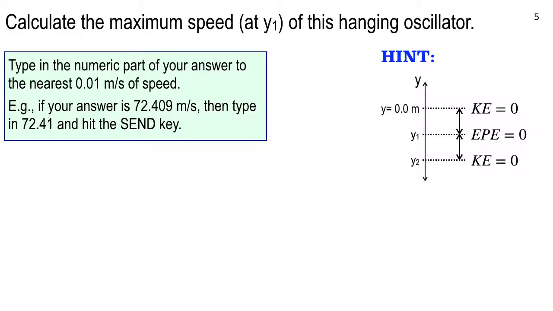So type in your speed, something point something something, and hit the send key. The ones that we just used: K is equal to 10.0 newtons per meter, and the mass is 0.25 kilograms. 0.25, a quarter of a kilogram.